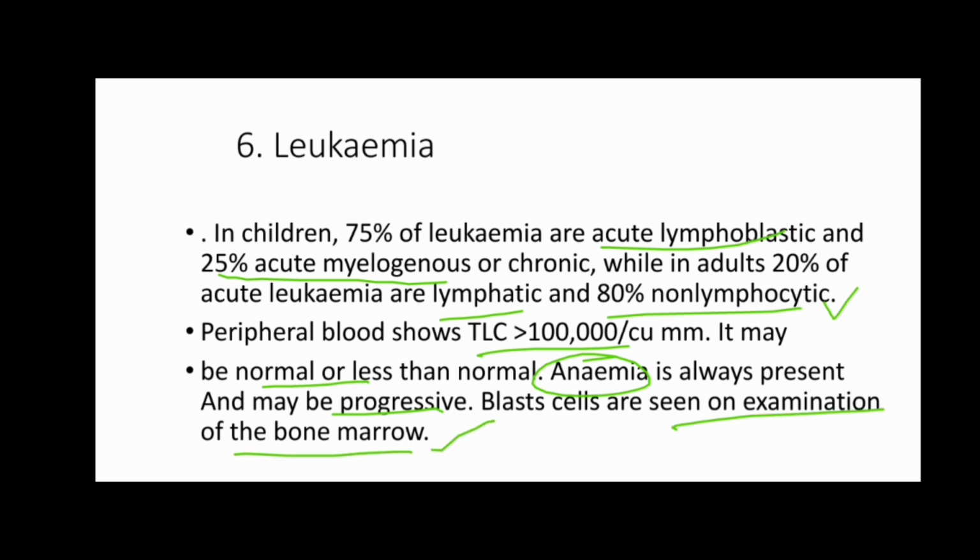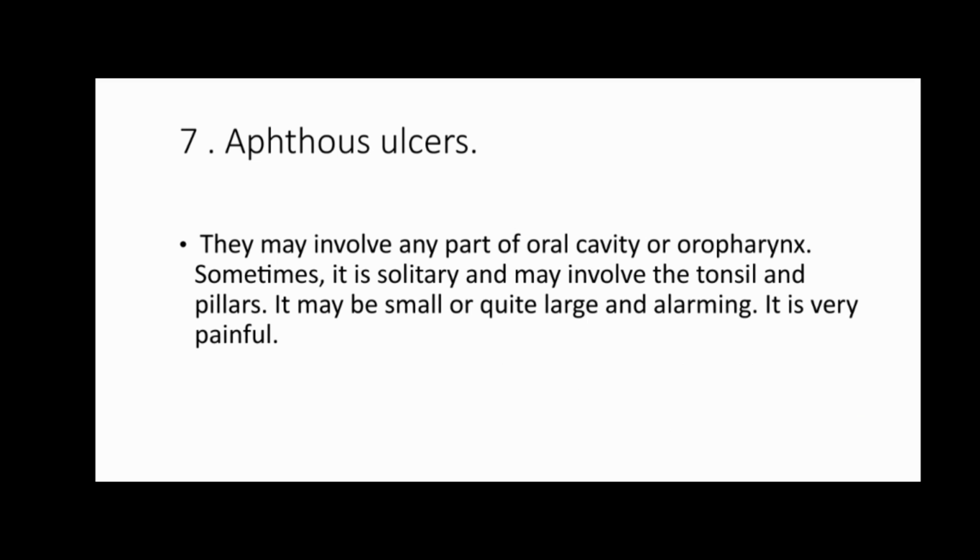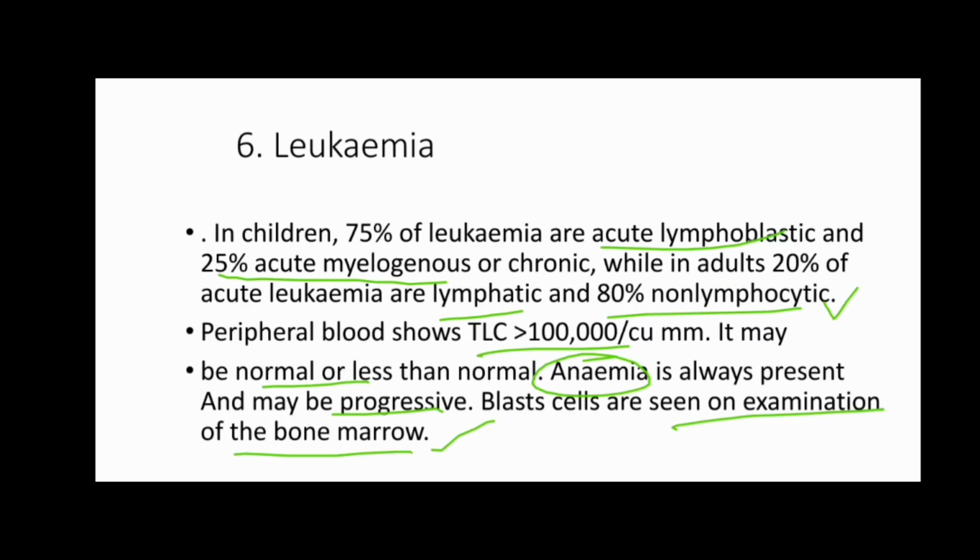And coming to Aphthous ulcer. Like diphtheria and agranulocytosis, aphthous ulcers may involve any part of the oral cavity or oropharynx. Sometimes it is solitary and may involve the tonsil and pillars. It may be small or quite large and alarming. It is very painful in aphthous ulcer.